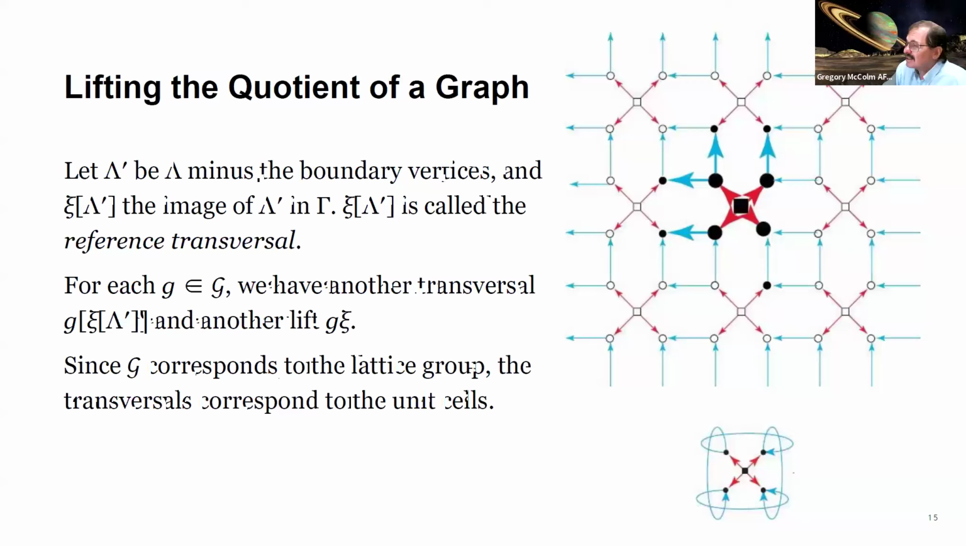So here's a technicality, and that is we choose a particular tile in the infinite graph to be the reference lift, and then every other lift would be a result of applying an element of the lattice group, a translation, to this reference graph to plop it someplace else. So that's how we keep track of which lift is which.